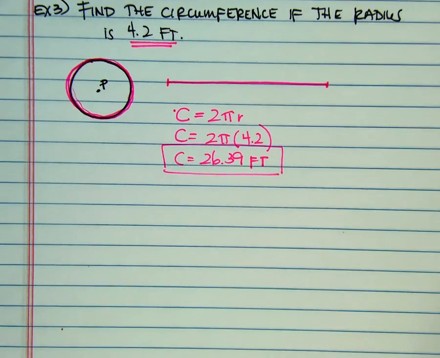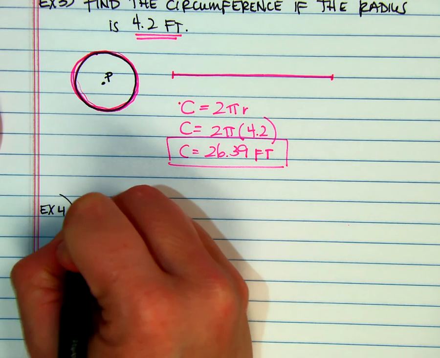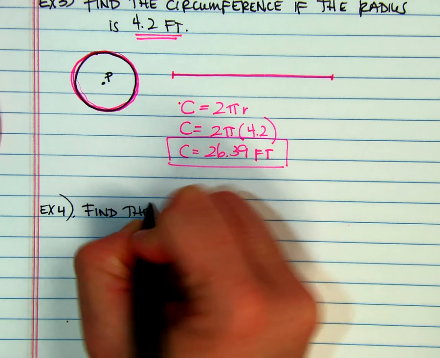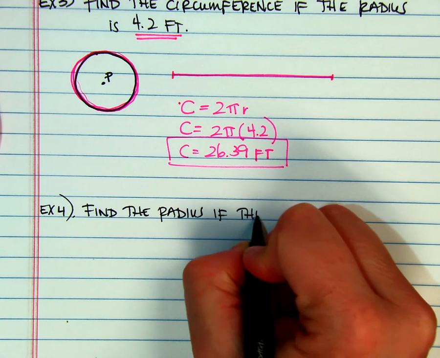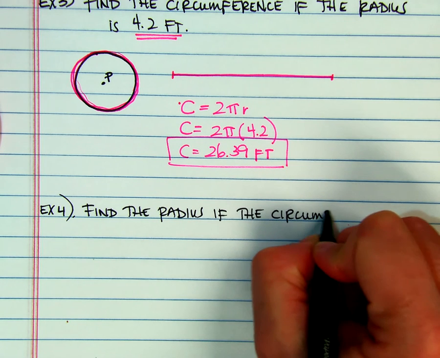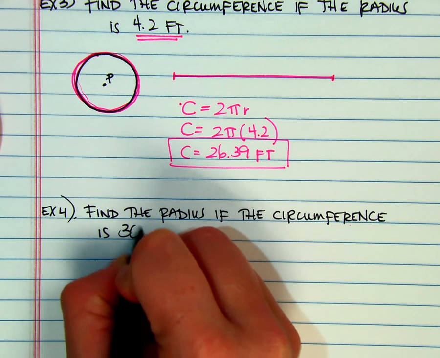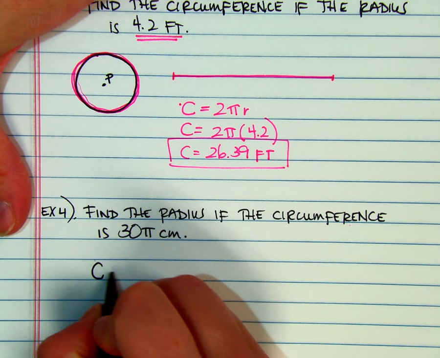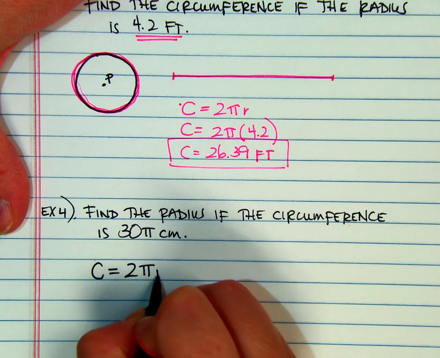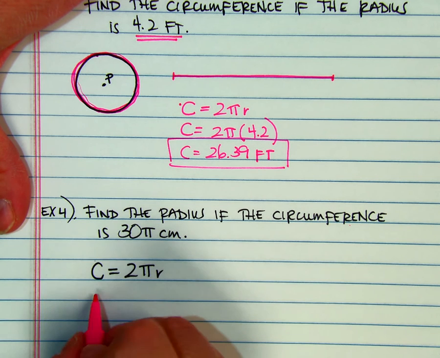And finally, last example. We are going to find the radius if the circumference is 30 pi centimeters. So that means I'm being given the circumference in the exact measurement. Still going to use the same formula, 2 pi r, because I'm looking for the radius, so I might as well use this formula. So circumference equals 30 pi.